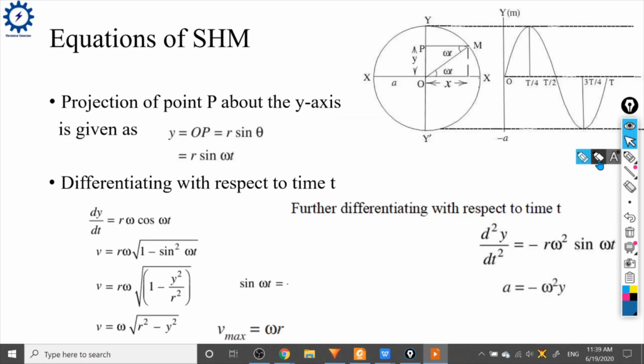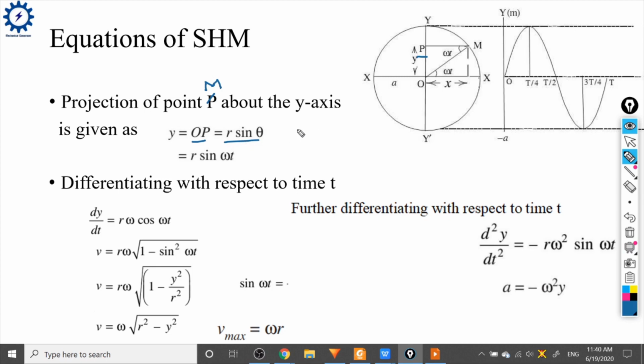First of all, we have to determine the expression for velocity and the expression for acceleration. Then we can determine what is the maximum value of velocity and the maximum value of acceleration. In the last slide we have seen y is the displacement. This is actually the projection of point M. So what is y? Y here is OP.